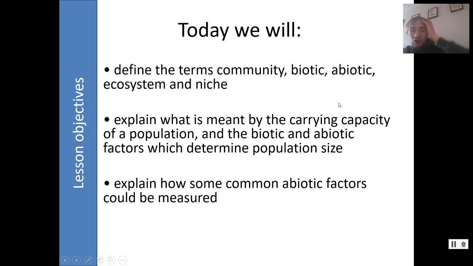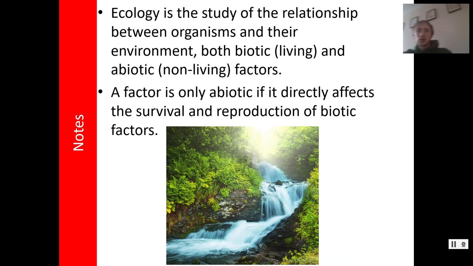So today we're basically going to work through these key terms and talk about what each one is. So when we're talking about ecology, we're talking about the relationship between organisms and their environment. Now your environment is made up of 2 different kinds of things. It's made of biotic organisms, things that are living, and abiotic factors, things that are not living.